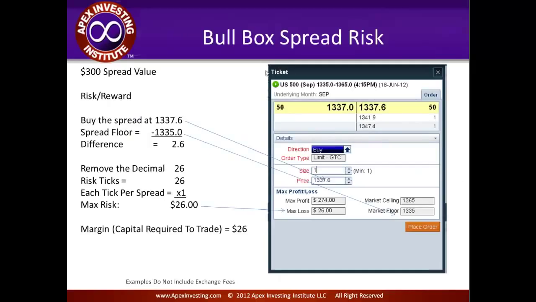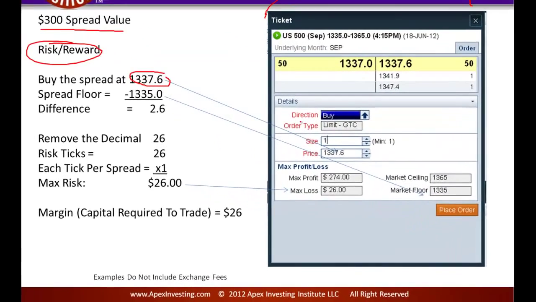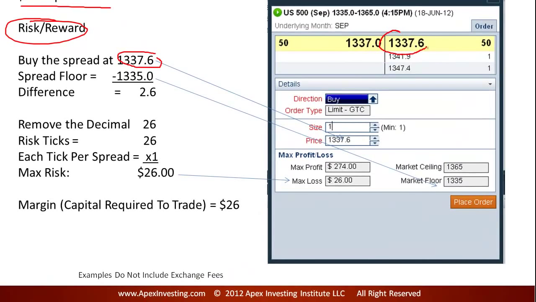Right here we have a Nadex ticket. This is what you'll actually see in the Nadex platform. We know the spread's value is $300, so now we're going to look at the risk and reward. We're going to buy the spread at 1337.6, which is the value that the spread is currently quoted at, which you can see right there in the ticket. In the platform, if you just click on that price, it'll fill in the current price.